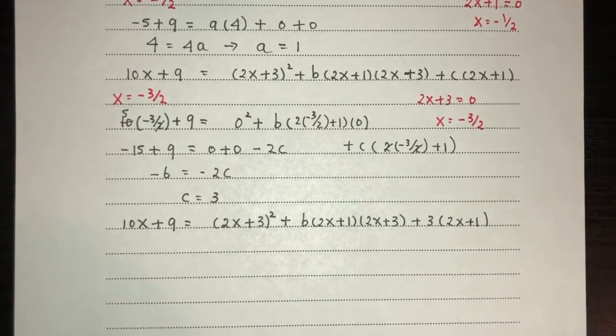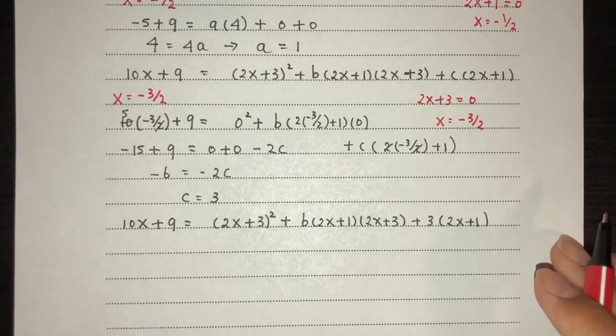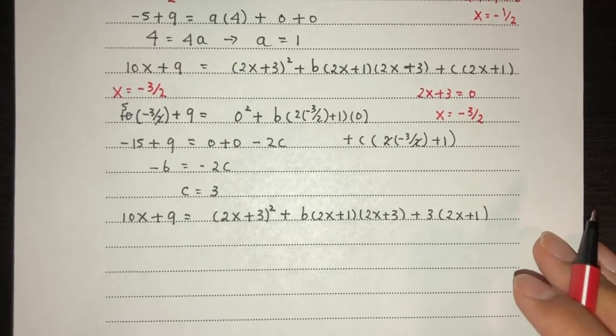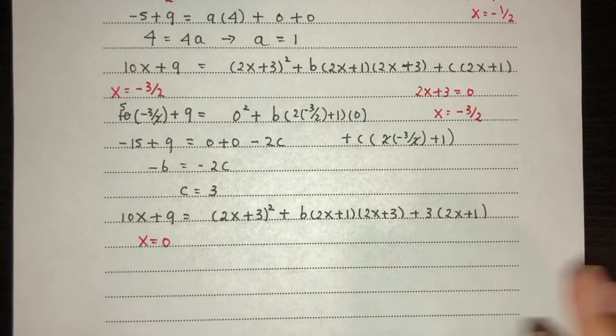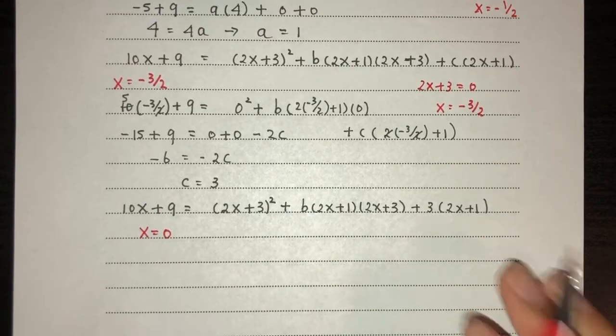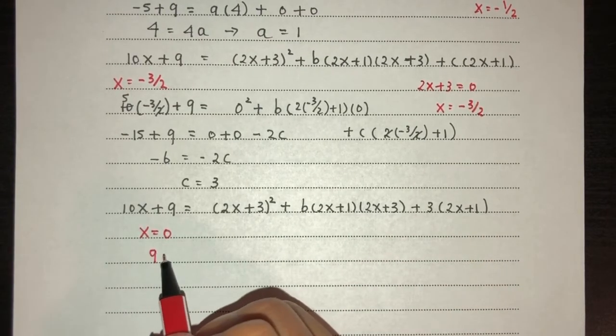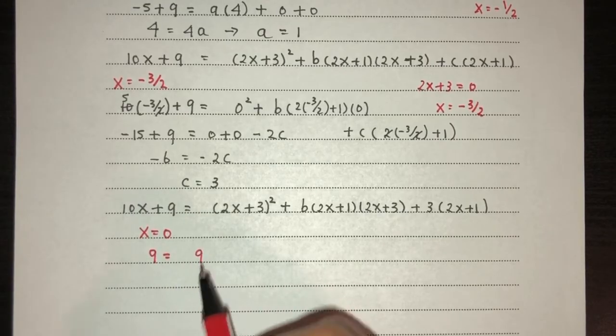Okay, so now we have this. So now we can try any value that you want. So what is the simplest value to try? We can try x equal to 0. So this is just any value you can choose. It doesn't matter, okay? So if x equal to 0, this will be 9. And this will be 9 as well.